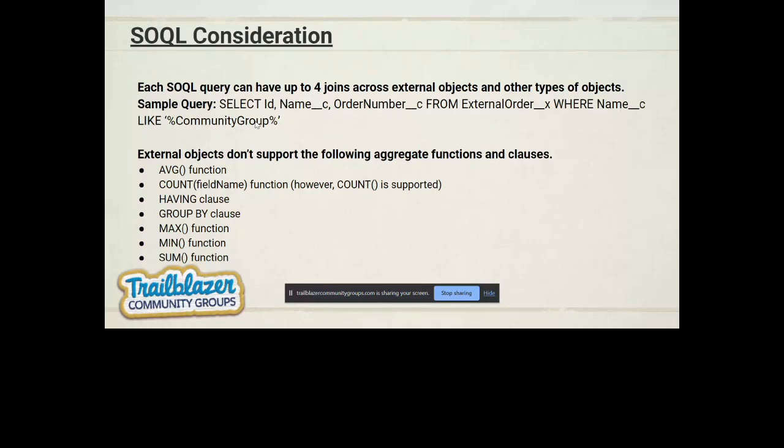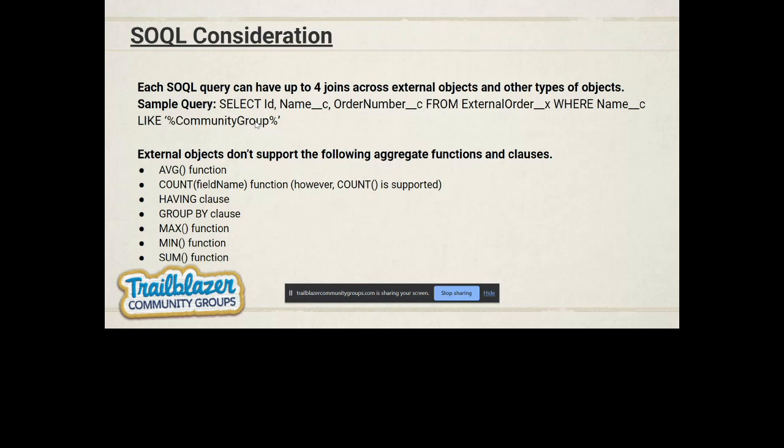So of course, there are separate round trip times to the external system, and there are separate API hits to the external system. Then the other one, which I think was really important, is that external objects don't support the following aggregate functions and clauses: average, count, having clause, group by, max, min, sum. And there are a couple more SOQL limitations that you might find when you go through the Salesforce documentation. But these three that I mentioned are very important. And when you're using SOQL, keep in mind that when you're using joins, it's going to take a little bit longer, because data is being fetched from an external database.